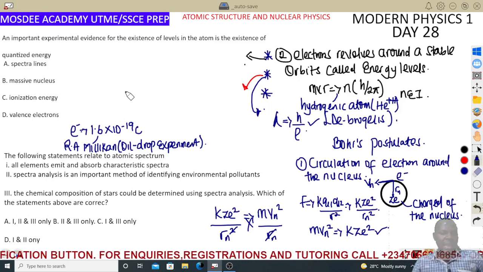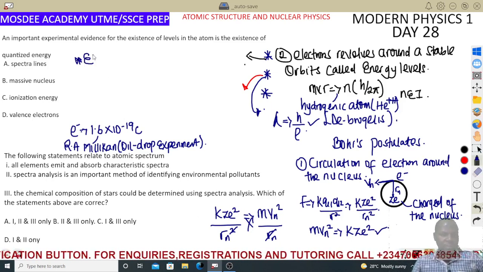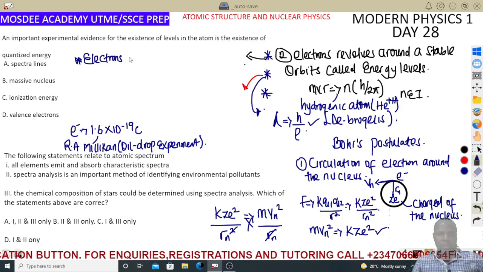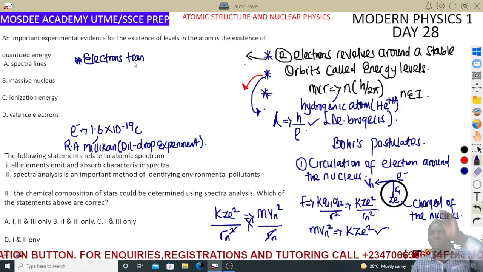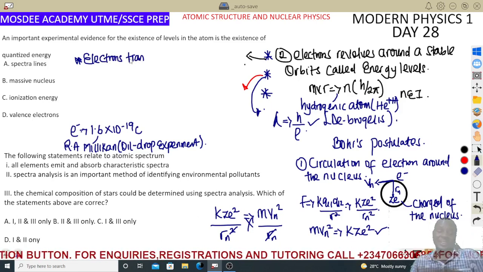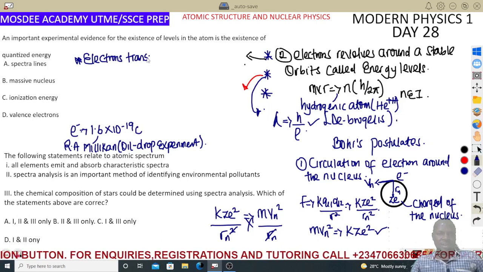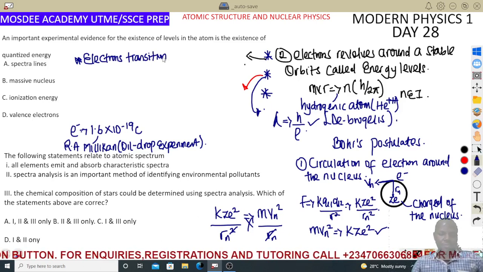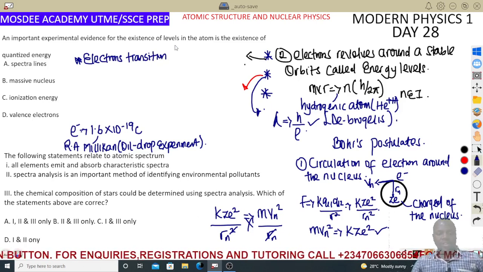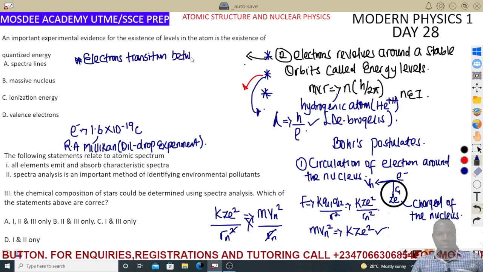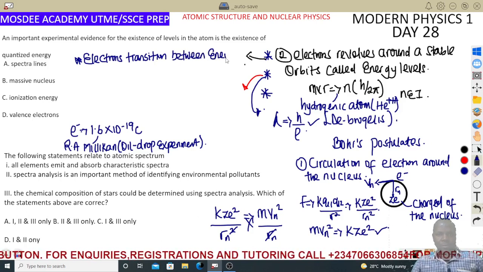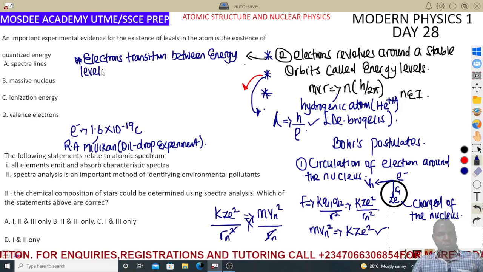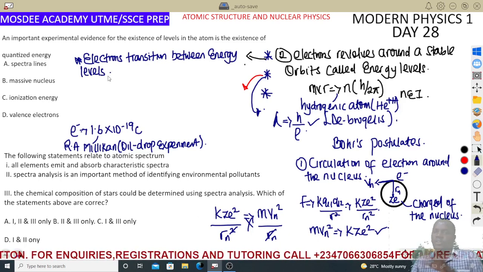Now, the electrons, let's write electron transition, that is, they transit, they move from one point to another. That's what I call transition. Electron transition. I hope my spelling is correct. Transition, electron transition between energy levels. So he was able to talk about the transition of electrons between different energy levels.